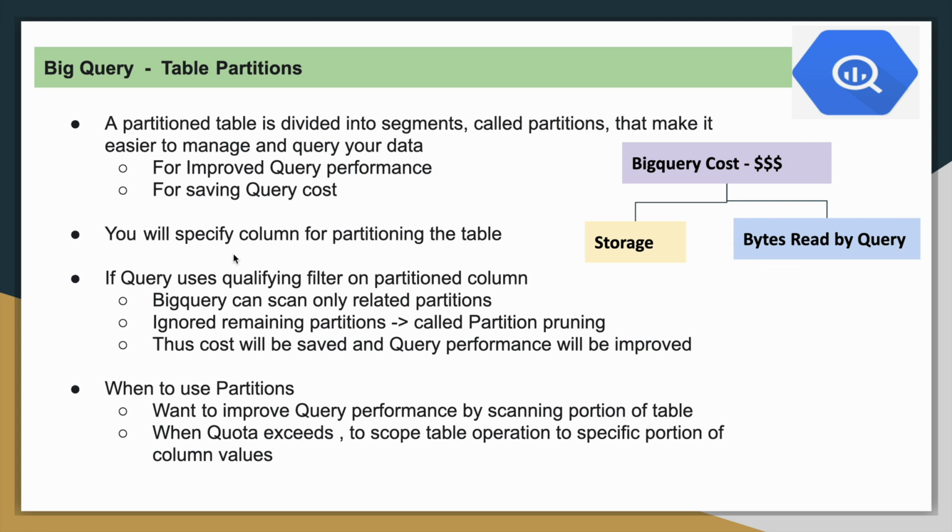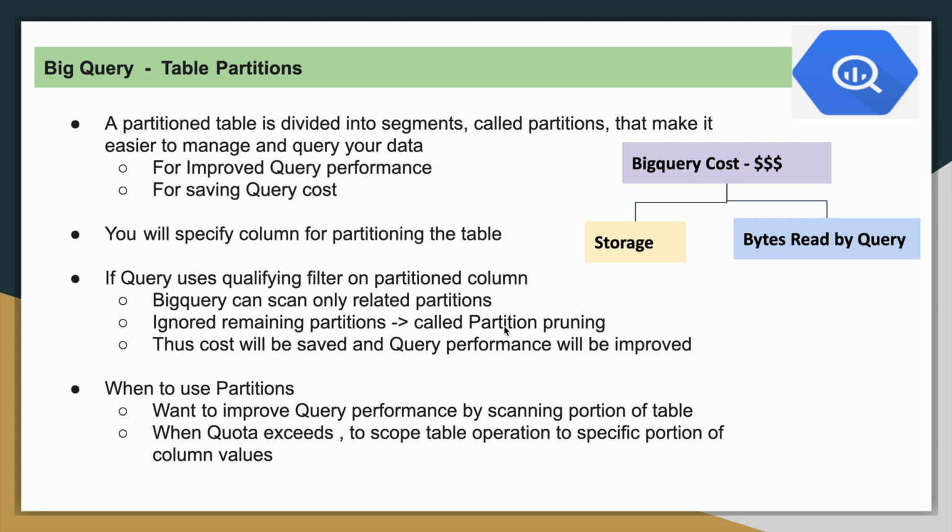In order to apply partitioning on any table, you need a suitable column to partition the BigQuery table. Once you partition the table based on a column, you have to apply a filter on that column. Then BigQuery will scan only those partitions and ignore the other partitions. This concept is called partition pruning, and it is very important.